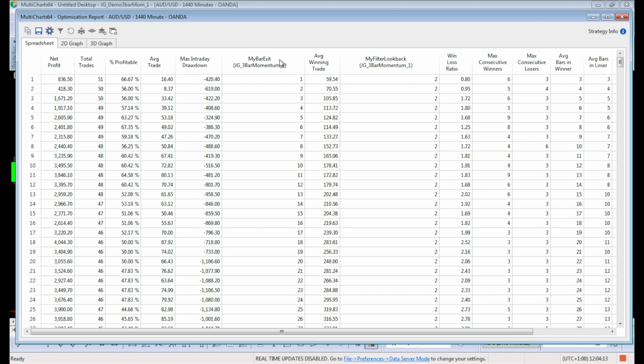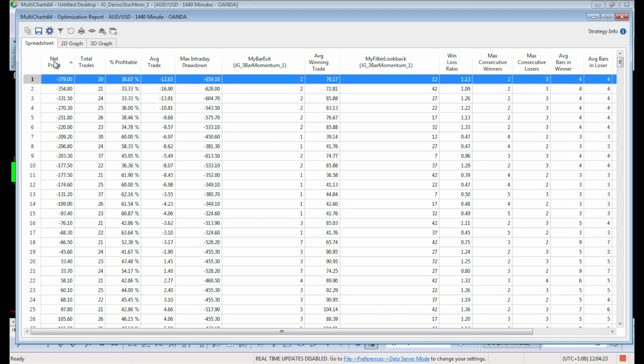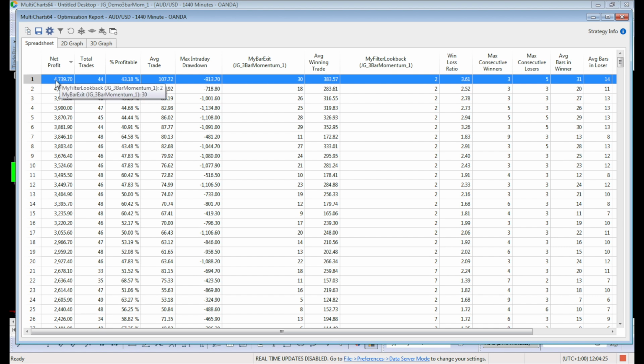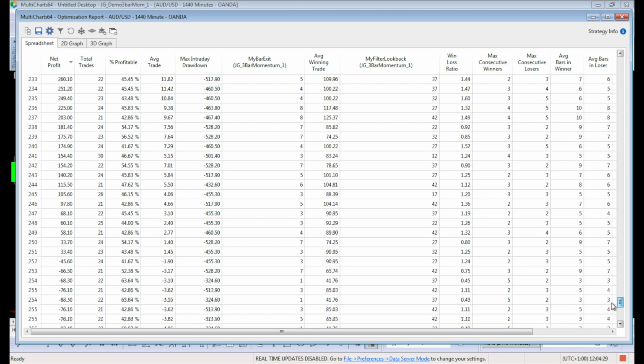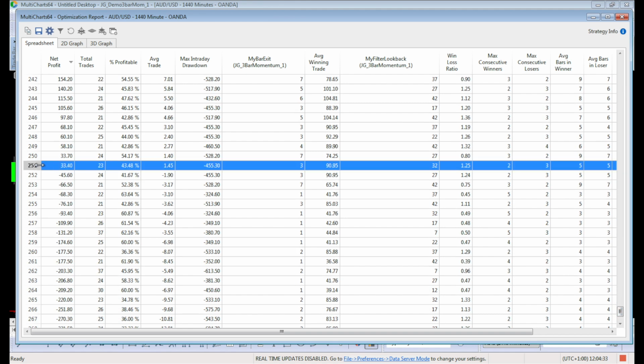Now we can see the 2 variables of which we've optimized, the bar exit and the filter look back length. And if I sort these results in net profit with the highest at the top, if I then scroll down, I can quite quickly see that 251 out of those 270 optimization results are profitable. So that's really good.